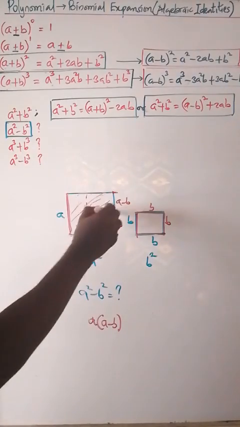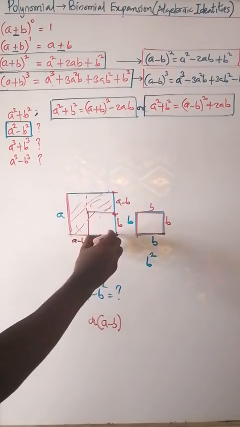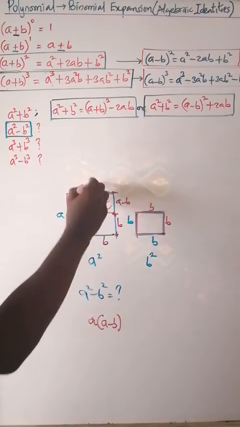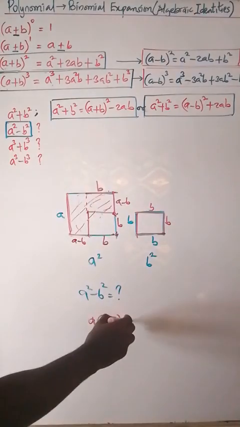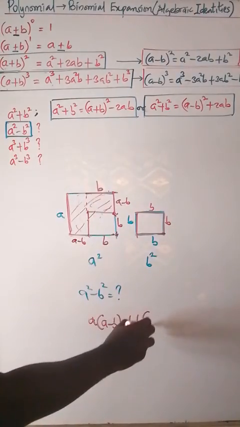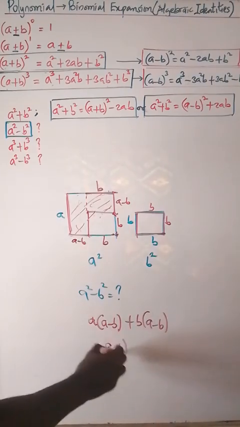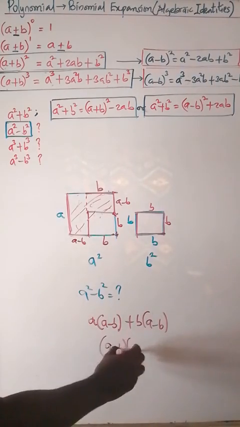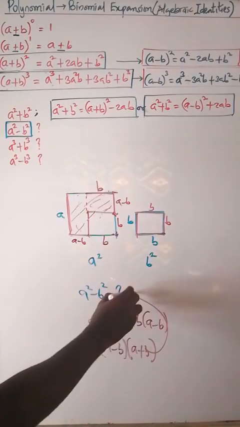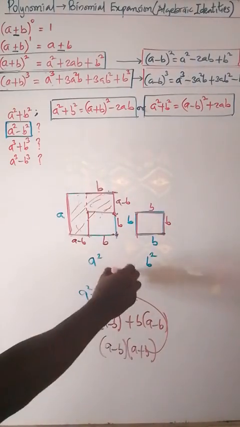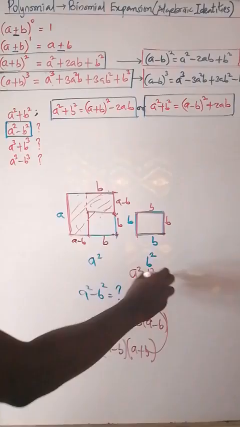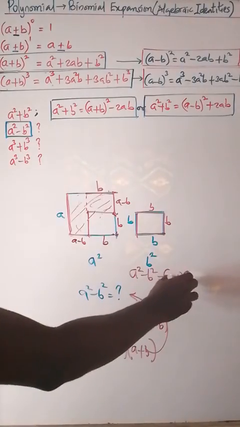The area of this small one here is, if this is B, this is also B. So that's B multiplying everything we have here. That is, we are adding B multiplying what? A minus B. So at the end of the day, A minus B is common. If we factorize A minus B, we are left with what? A plus B. So meaning the difference of these two squares, meaning A squared minus B squared equals A minus B, A plus B.